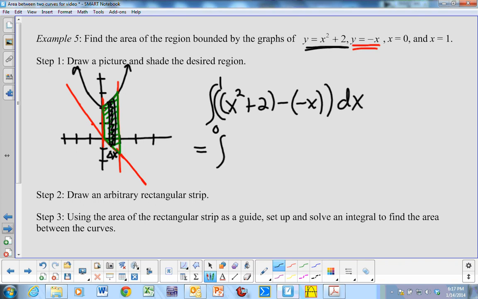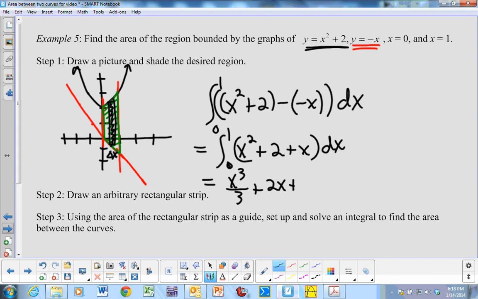Now, before I integrate, I like to go ahead and try to clean it up a little bit, like distribute your minus, and you can put them in order if you want. The main thing is add anything that could be added before you integrate it, to save yourself some work. So I'm just going to leave it in the same order it's in, but I'm going to get rid of the minus and negative. So I have x squared plus 2 plus x dx. And so now all I'm going to do is go through and actually just integrate it, and this should be something we know how to do very well. And evaluate it from 0 to 1.